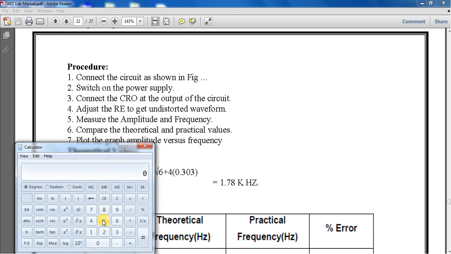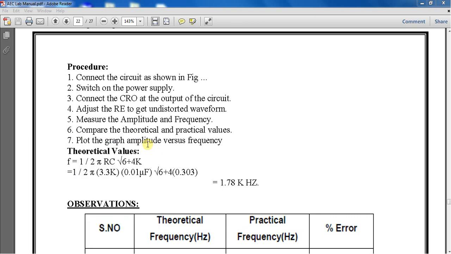500 microseconds means 1 divided by 500 into 10 power minus 6, which is 10 power 6 by 500. If you cancel 2 zeros, then 10,000 divided by 5. That is the frequency we are getting, 2 kilohertz. So the theoretical value is 1.78 kilohertz, and practically we are getting 2 kilohertz.